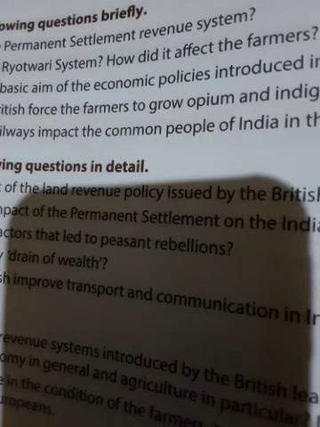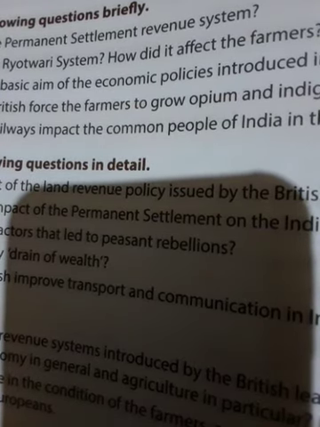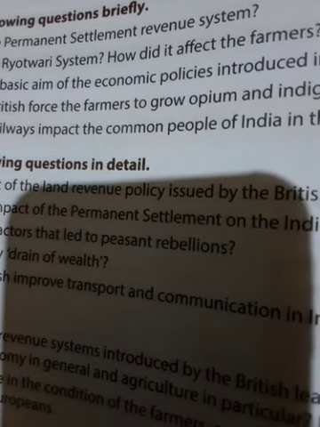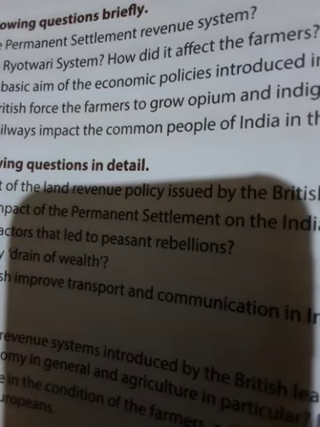Question 4. What is meant by drain of wealth? Answer. Drain of wealth refers to the constant flow of wealth and resources from India to England, which was primarily due to heavy exploitation of Indian economy by the company's officials.